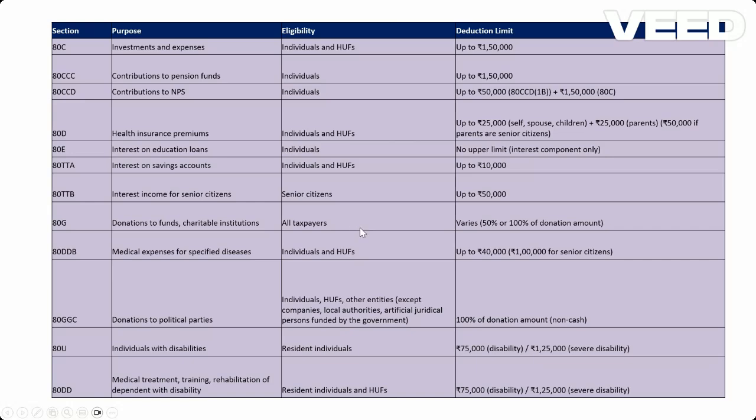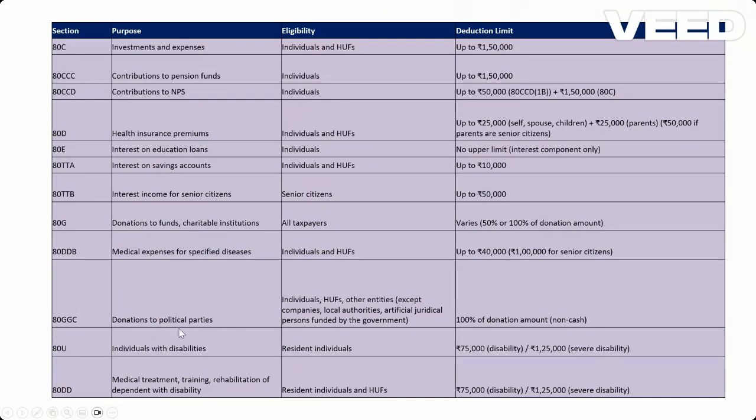Or any taxpayer can get this benefit, which varies from 50% to 100% of the donation amount. Then comes 80DDB, which is for medical expenses, which can also be covered for individuals or household people. So up to 40,000, and for senior citizens it is 1 lakh. So if you are paying for those medical expenses, you can always go for this.